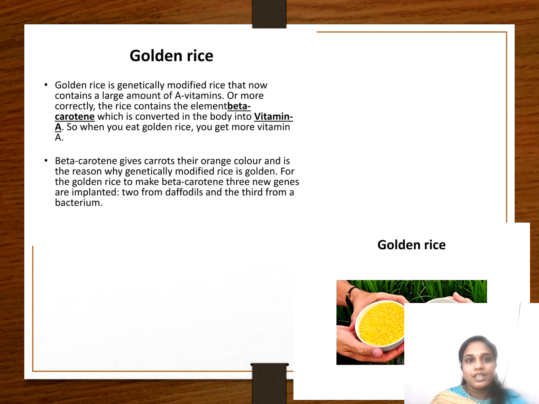Coming on to golden rice. Golden rice is genetically modified rice that now contains a larger amount of vitamin A, or more correctly, the rice contains beta carotene, which is converted in the body into vitamin A. So when you eat golden rice, you can get more vitamin A. Beta carotene gives carrots their orange color, and is the reason why the genetically modified rice is golden in color. To make beta carotene, 3 new genes are implanted, 2 from daffodils and the third one is from bacteria.